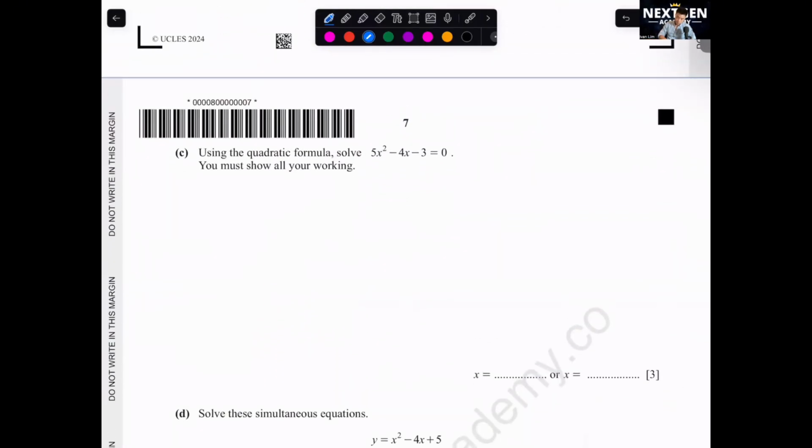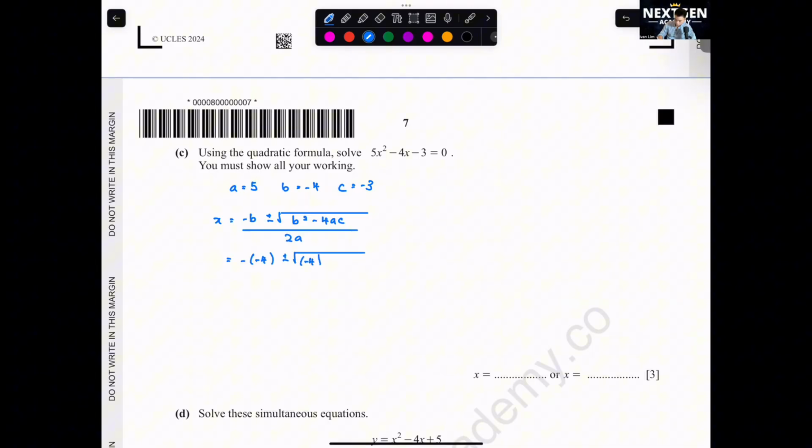Next one. Question c. Using the quadratic formula, solve 5x squared minus 4x minus 3 equals 0. For the quadratic formula, you have to fit the values into the formula. Your a, b, and c are these values. So x equals negative b plus minus square root of b squared minus 4ac over 2a. So here it will be negative of negative 4 plus minus square root of negative 4 squared minus 4ac over 2a. We'll get 4 plus minus square root 76 over 10.